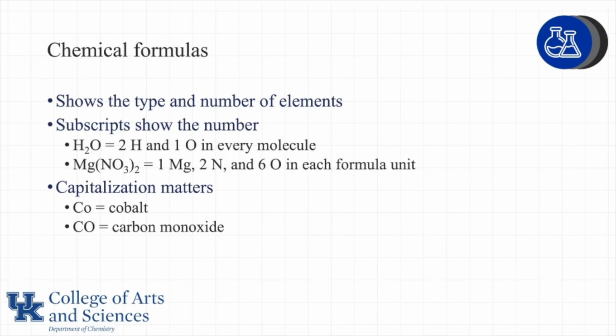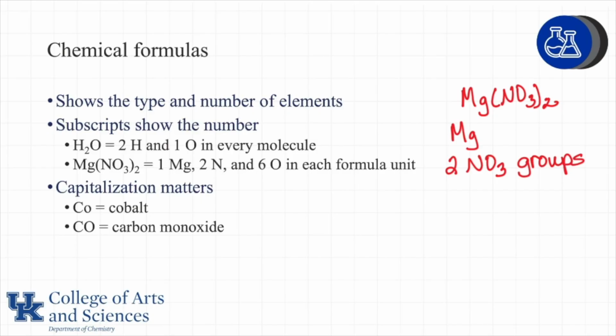When I look at magnesium nitrate, the 2 outside the parentheses tells me that I have 2 NO3 groups. So we have 1 magnesium because there's no subscript with the magnesium, so it's assumed to be 1, and 2 NO3 groups. Each NO3 group contains 1 nitrogen and 3 oxygens. Therefore, if I have 2 NO3 groups, I have 2 nitrogens and 6 oxygens.